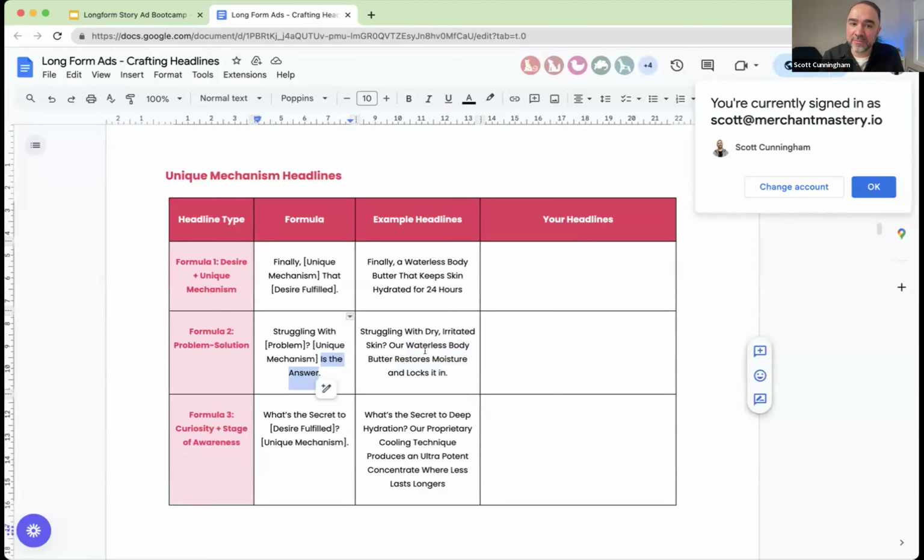So you see here, it's struggling with problem, unique mechanism, and then this is the answer: restores moisture, locks it in. And these are pretty easy to do. As long as you've defined your unique mechanism well, and you understand the most prominent desire, these will be really effective.